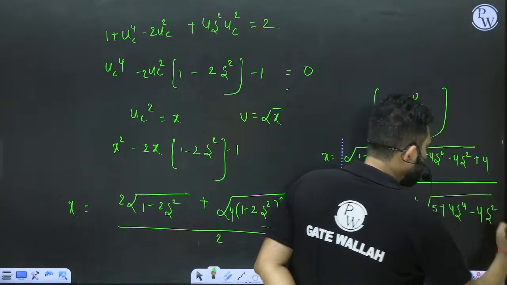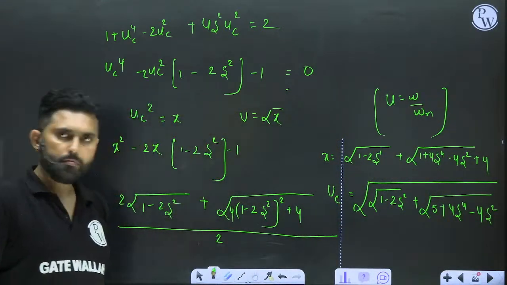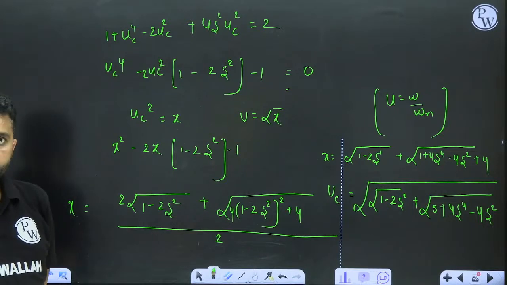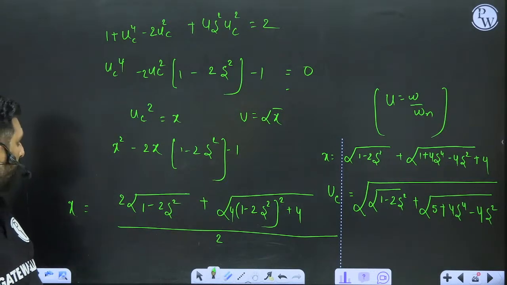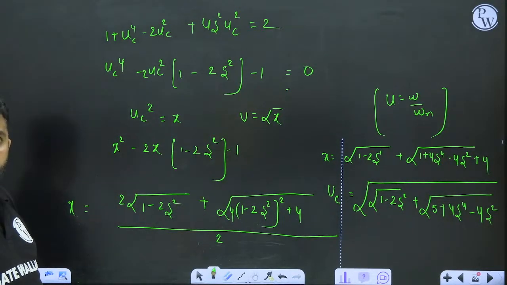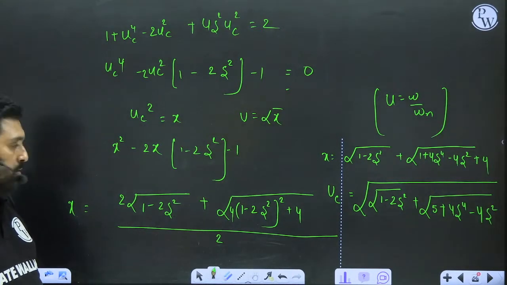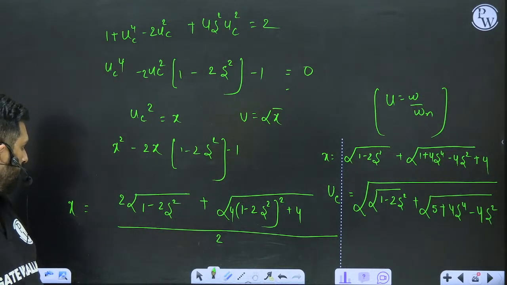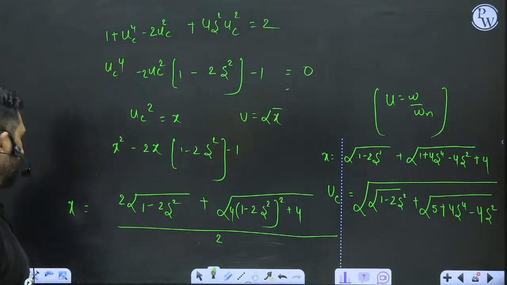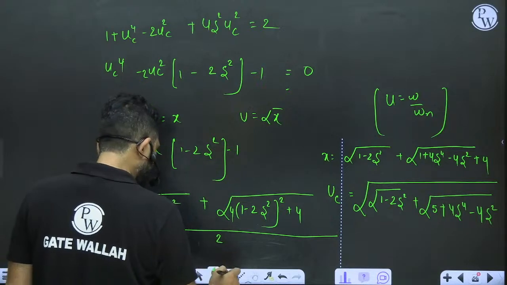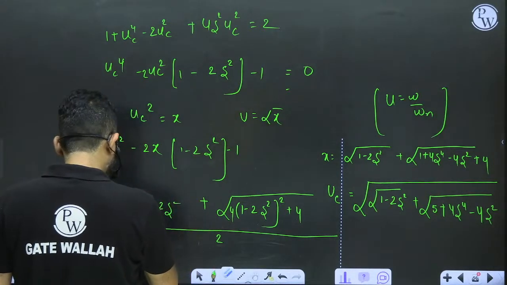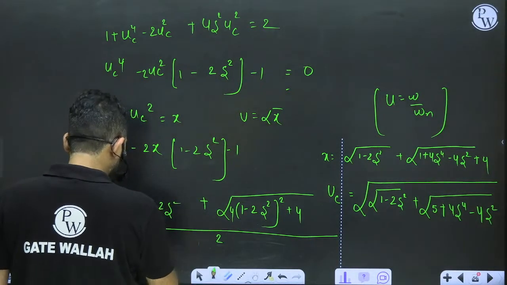Check it. Check the value of b. What's the problem in b? It's a 1 minus 2 zeta square. So no need of under root there. Acha, see. That's what I am saying. I am making a mistake. So this should be.